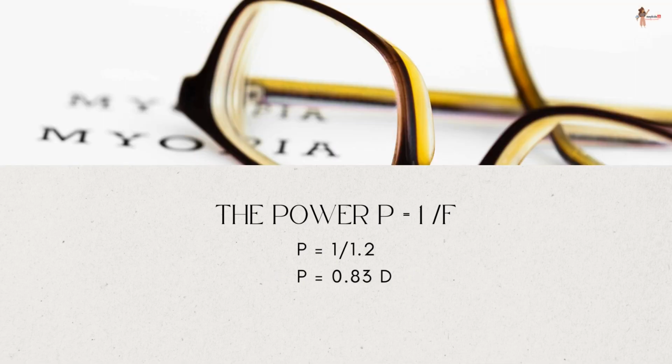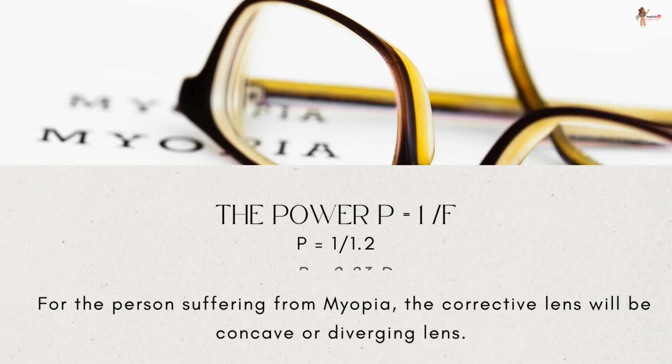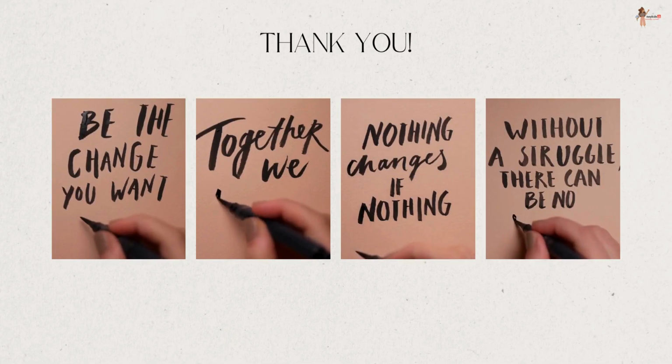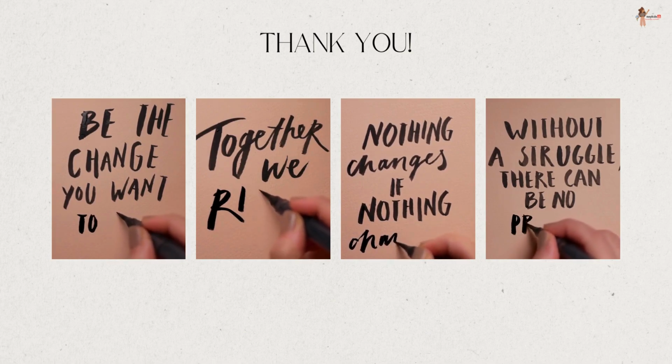So, for the person suffering from myopia, the corrective lens will be concave or diverging lens with a power of 0.83 diopters.